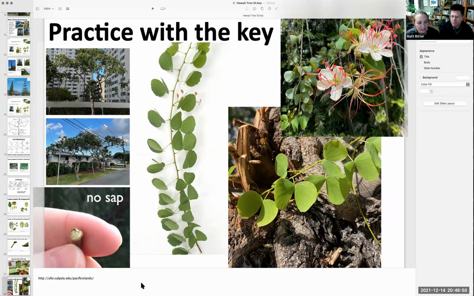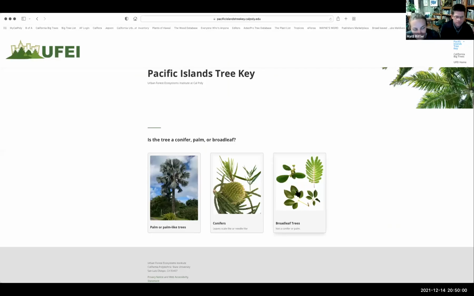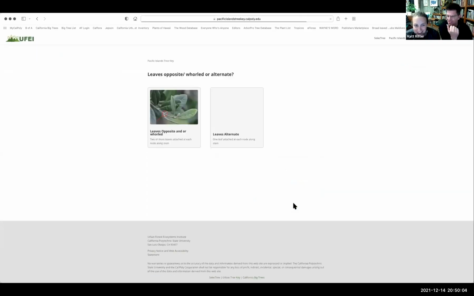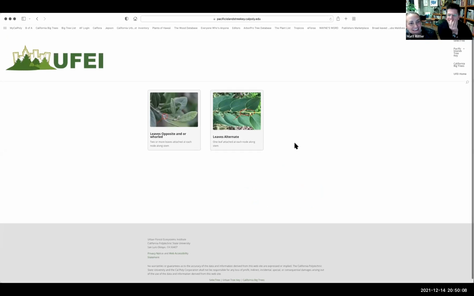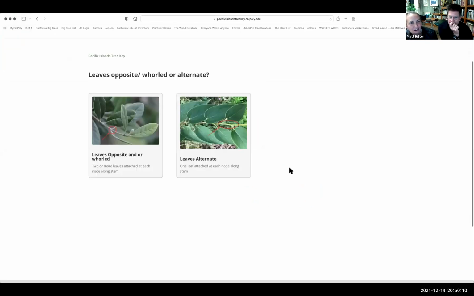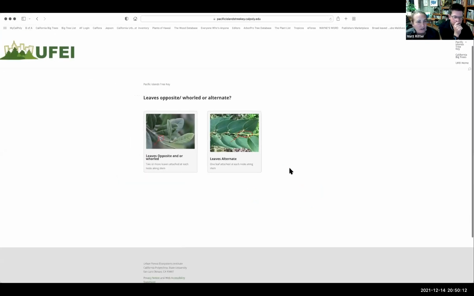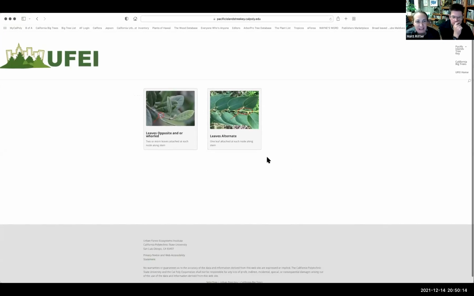Okay, I'm going to click out of this and go back to the tree key, and we'll walk you through the steps to get there. So this is a broad-leafed tree. Did everybody get that? First of all, not a palm tree, not a conifer. That was the easy part. And then the question is, are the leaves opposite, whorled, or alternate? In this case, there's one leaf attached per node, so the leaves are alternate.